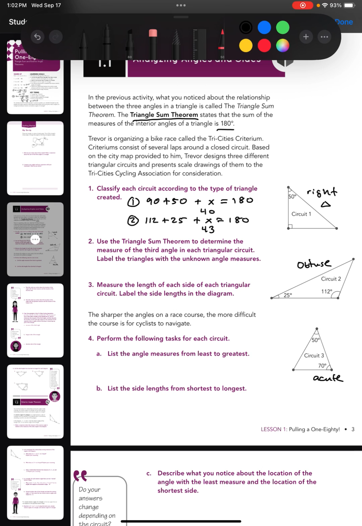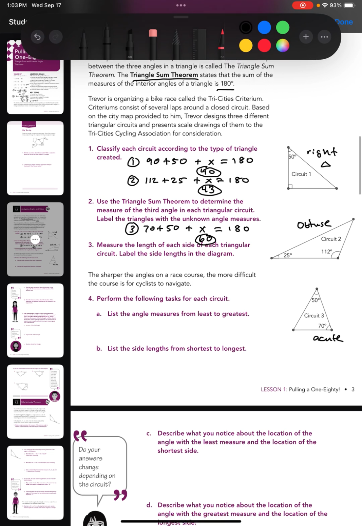And I'm going to skip down and use this space down here for number 3. Triangle 3, we have angles of 70 and 50. So those add to be 120. We need another angle to get to 180, and that will be 60 degrees. So there's my 3 missing angles for circuits 1, 2, 3, those triangles there.